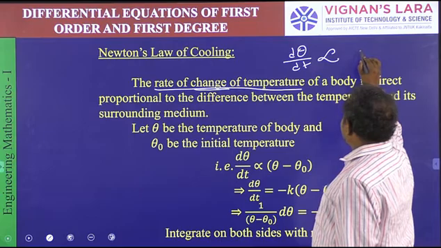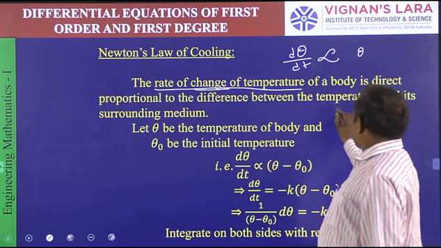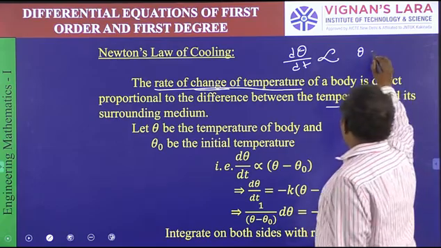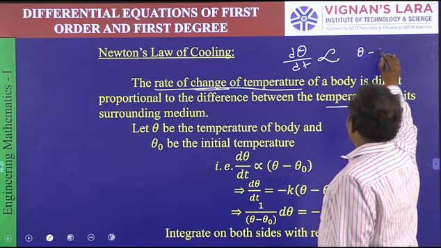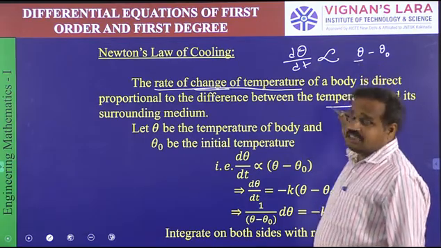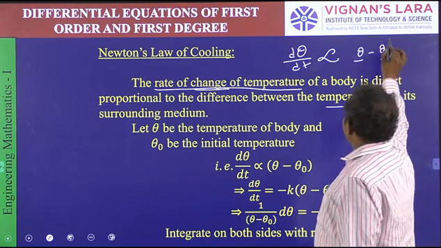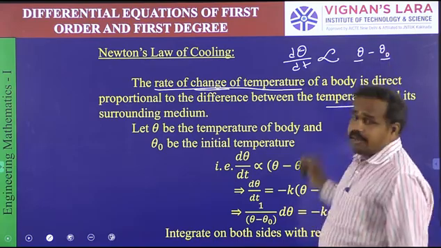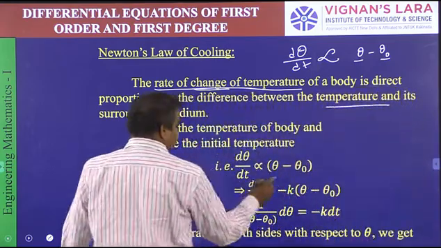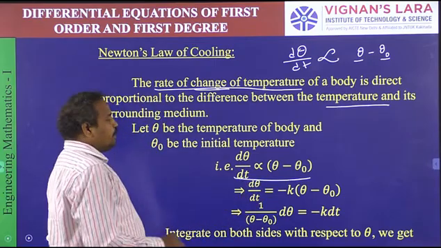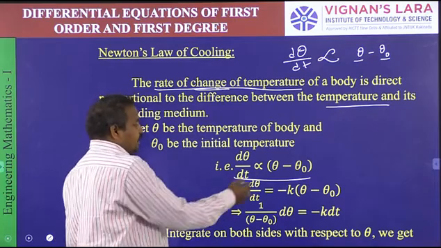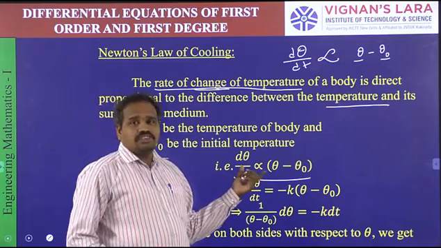and its surrounding medium. So I want the difference. If every surrounding has some temperature, I take that as theta naught. So theta is the temperature of the object, theta naught is the surrounding temperature. The difference of these two will be directly proportional to the rate of change of temperature. So I take it here: d theta by dt is directly proportional to theta minus theta naught.